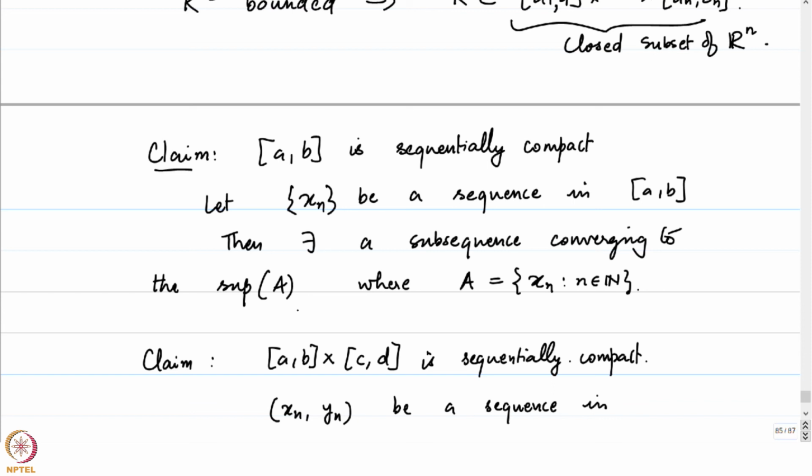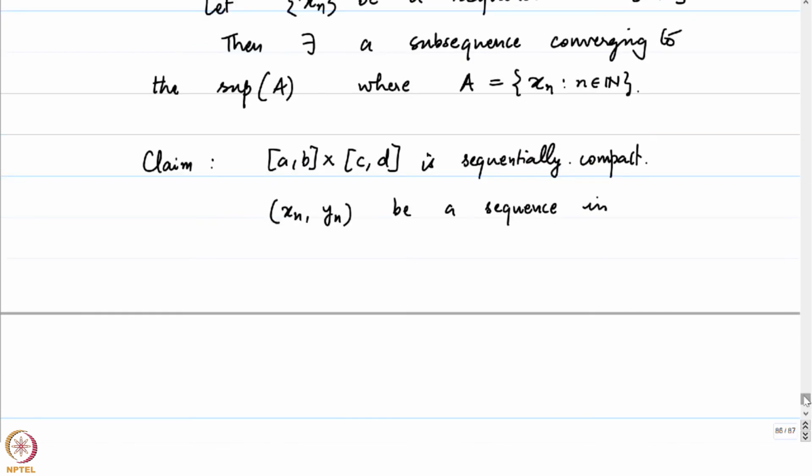If it was open AB, and the sequence xn had its supremum equal to B and we had a subsequence converging to B, it wouldn't have been of any use because B doesn't belong to our given set, right? Here the key factor is that it is closed. The supremum belongs to this closed set, and that is why it is a sequentially compact set. Now we will show that this is also sequentially compact. How do we go about doing that?